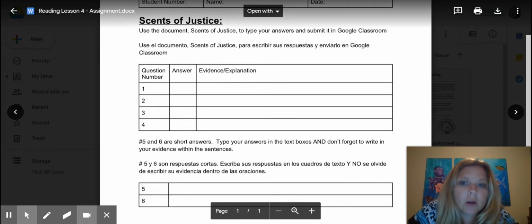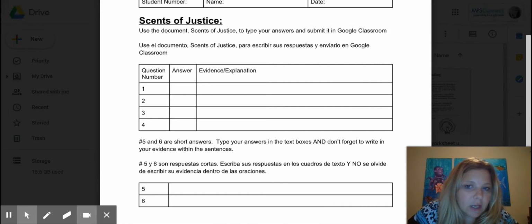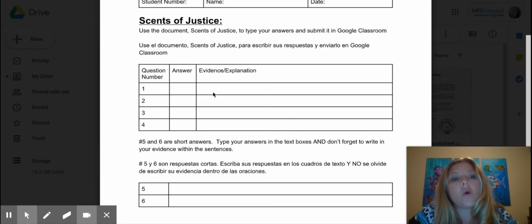So you are going to type either A, B, C, or D in this column, and then you're going to explain yourself on how you got the answer. For example, you know it's A because of paragraph 1, sentence 2, or you know it's B because of process of elimination, and then explain why the other answers were not correct, or if you had to infer.